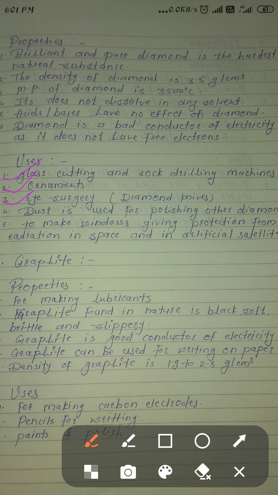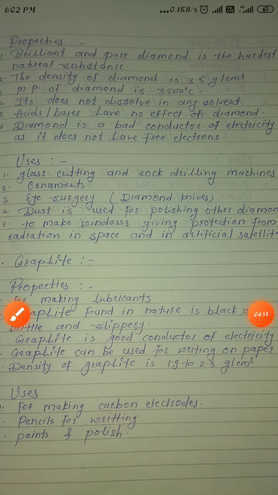Then the second allotrope of carbon is graphite. See the properties of graphite. Graphite is used to make lubricants. Graphite found in nature is black, soft, brittle and slippery. Graphite is a good conductor of electricity. Why? Because there are free electrons in graphite. Graphite can be used for writing on paper. The density of graphite is 1.9 to 2.3 gram per centimeter cube.